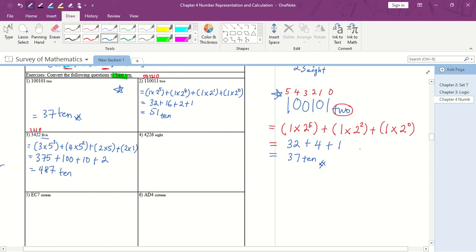Try the next one: 4726 base 8. Exactly the same concept we can use, just that the base is different. So 4 times 8 power of 3. Why 8? Because this is base 8. Plus 7 times 8 power of 2, plus 2 times 8 power of 1, and plus 6 times 8 power of 0, of course you can write 1. And now try to add it up. So 4 times 8 power of 3 is equal to 2048.